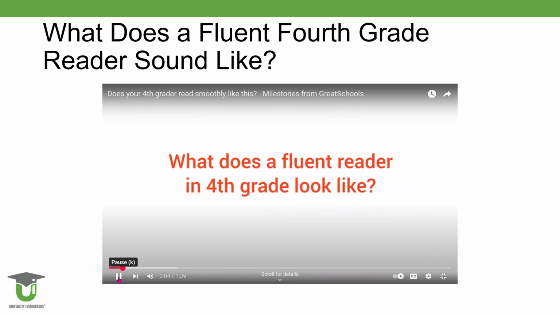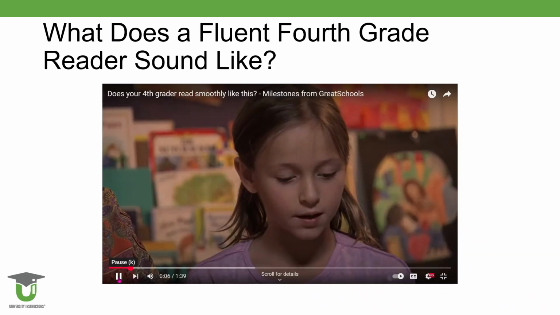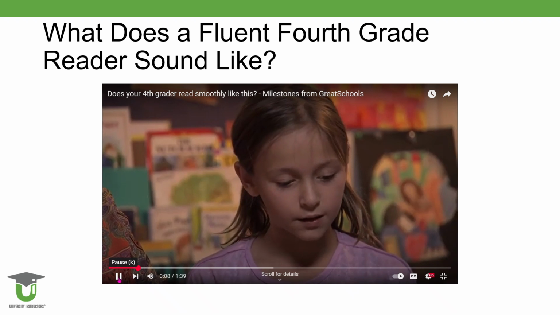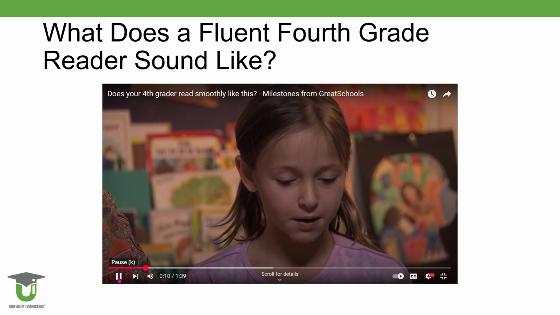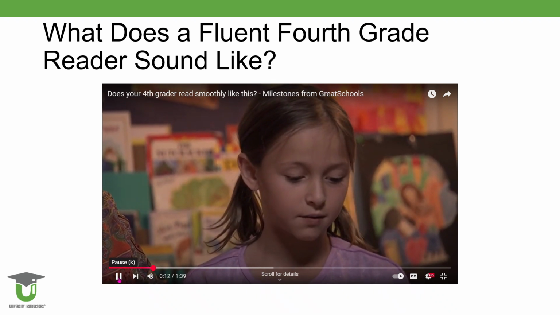What does a fluent reader in fourth grade look like? Have you heard your fourth grader read lately? At this age, they'll probably be reading pretty smoothly and at a speed that doesn't get in the way of them understanding what they read.